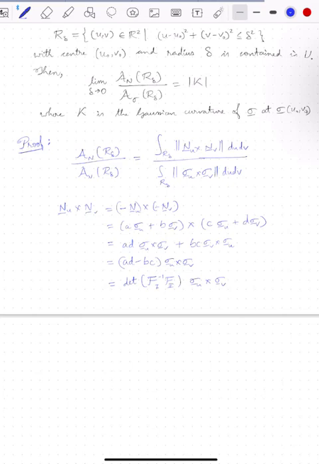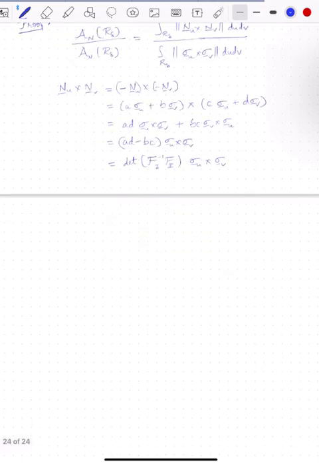So this comes out to be the determinant of F2 divided by the determinant of F1, times sigma u cross sigma v. Now the determinant of F2 by the determinant of F1, as we recall, is the Gaussian curvature K, times sigma u cross sigma v.